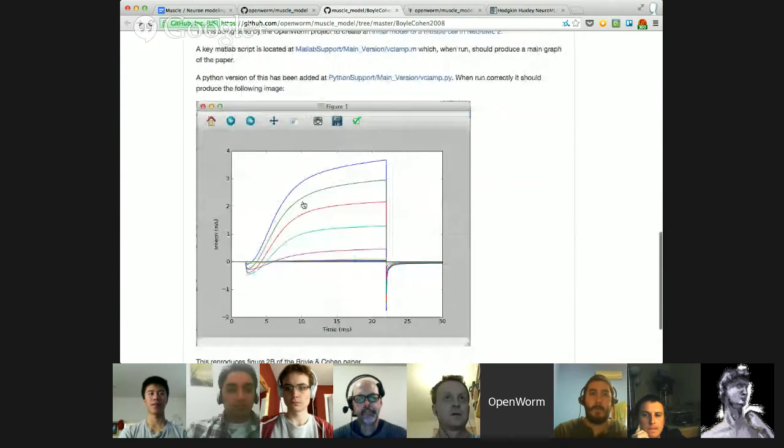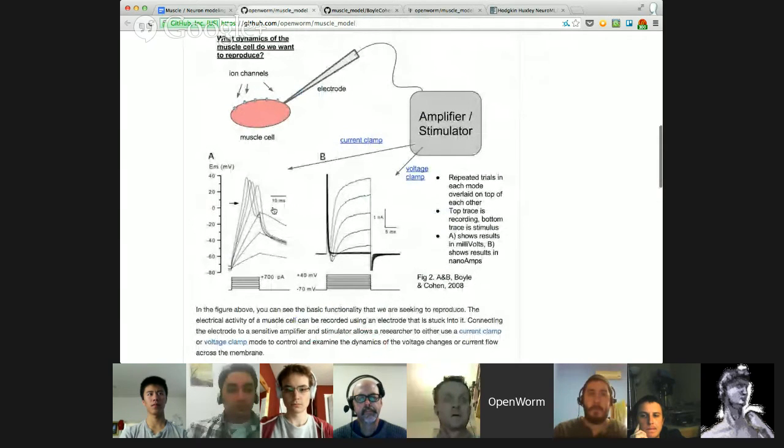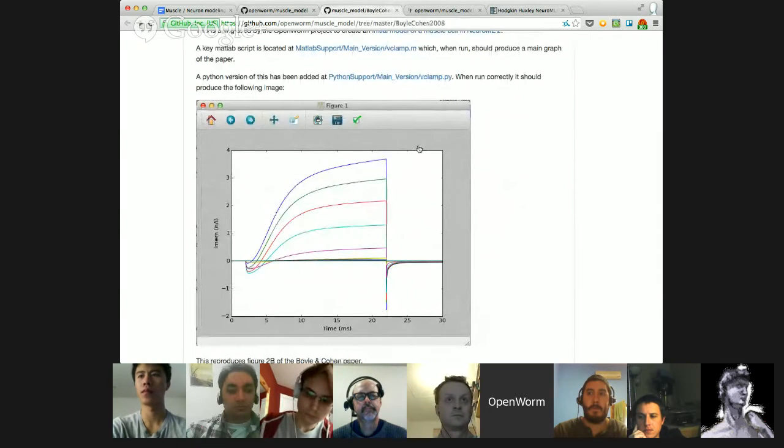And we probably also want to, at some point, get the iClamp version, which is going to reproduce Figure 2a, ported over. That is available on the MATLAB side.